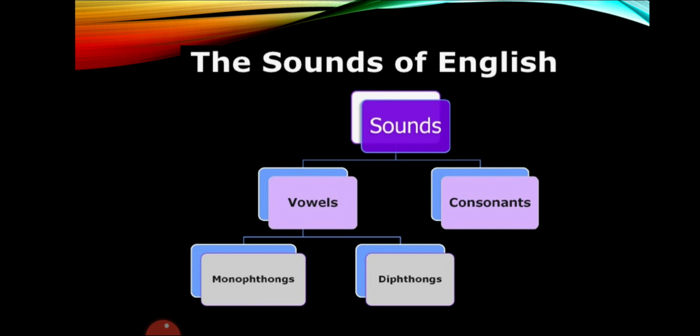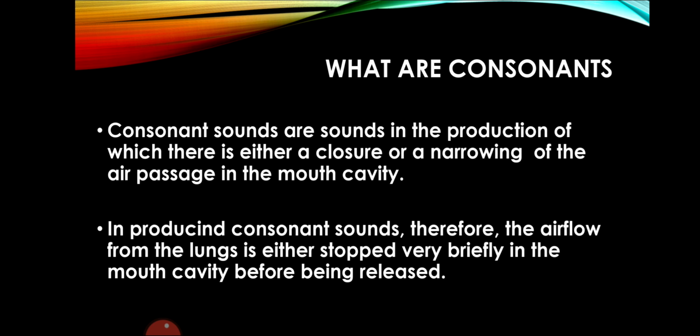As I said, the sounds of English have been classified into vowels and consonants, and vowels have been divided into two categories, monophthongs and diphthongs. Let us see what consonant sounds are. Consonant sounds are sounds in the production of which there is either a closure or a narrowing of the air passage in the mouth cavity. In production of consonant sounds, therefore, the air flow from the lungs is either stopped very briefly in the mouth cavity before being released.